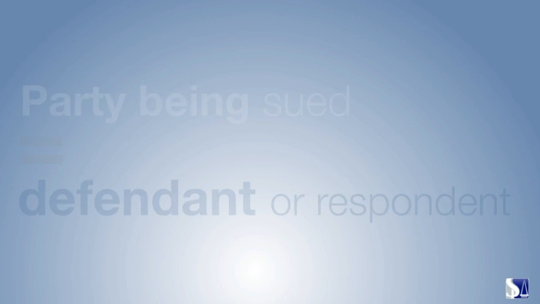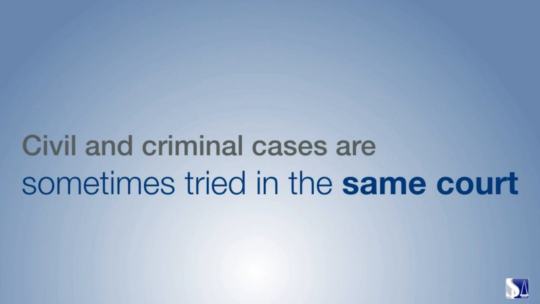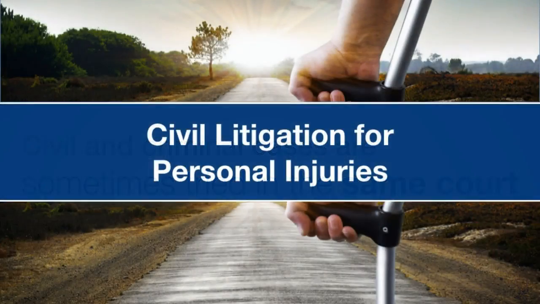Cases are litigated in a variety of courts, including small claims courts, municipal courts, county, state, and federal courts, and state and federal courts of appeal. In rural areas with low population, civil lawsuits and criminal cases are sometimes tried in the same court. In these areas, there's usually not enough cases, civil or criminal, to require separate courts and separate judges. Because of the lower number of cases filed in these courts, judges have ample time to hear both criminal and civil actions.